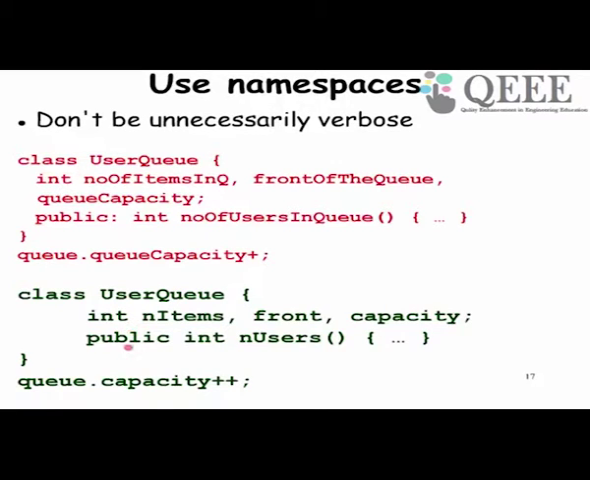So the same thing is written using short variable names: n items, front, capacity, etc. And here it is written as number of items in queue, front of the queue, queue capacity, and call queue dot queue capacity plus plus. So that doesn't look like a good idea, whereas queue dot capacity plus plus, that's better code.